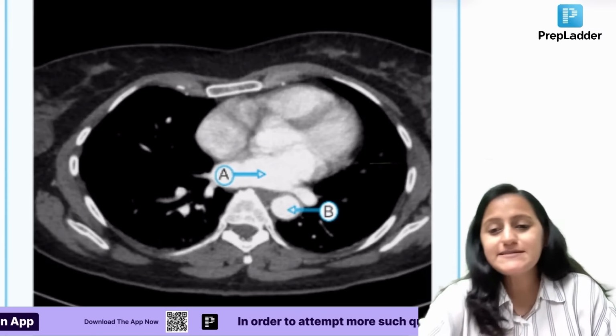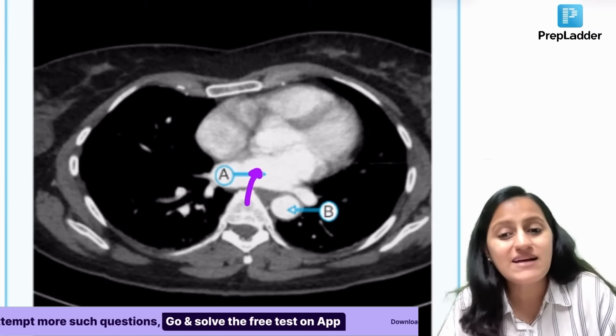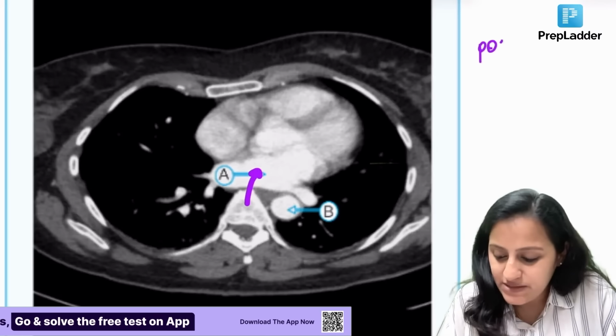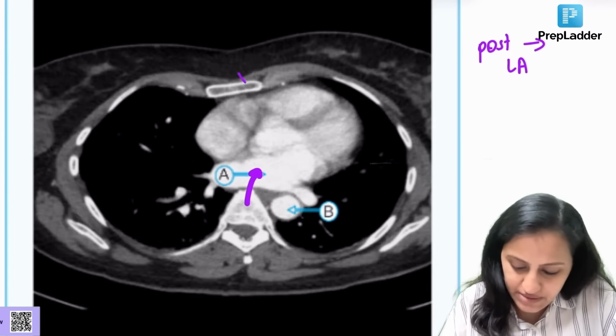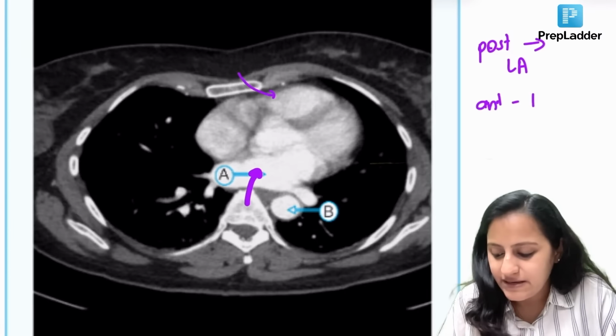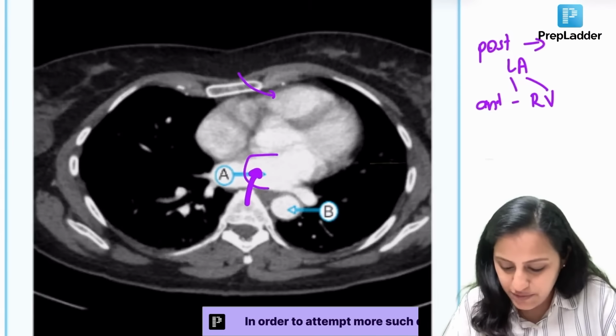Very good. This is the posterior most chamber that you are seeing because it is close to the vertebra, and we have discussed in our videos that the posterior most chamber of the heart is the left atrium. The anterior most chamber is going to be the right ventricle, opposite of left atrium. So this is the left atrium that you are seeing here.